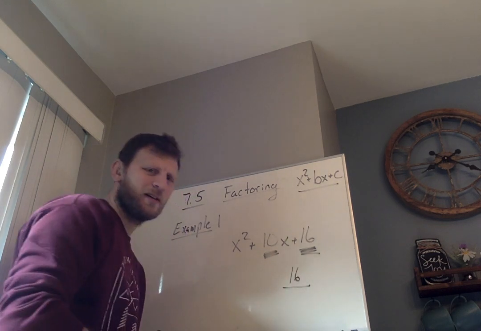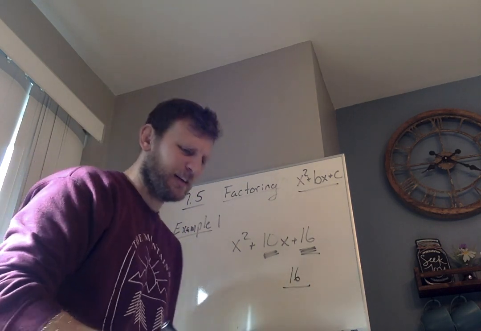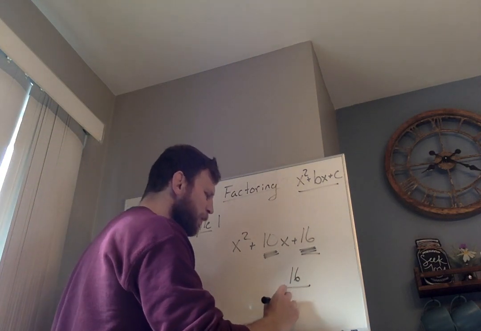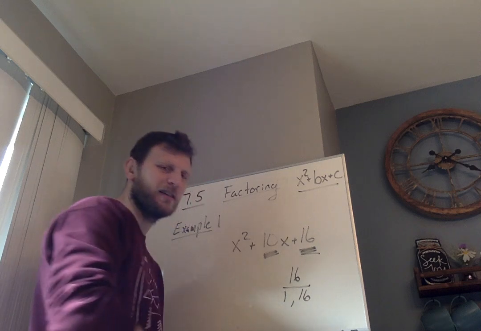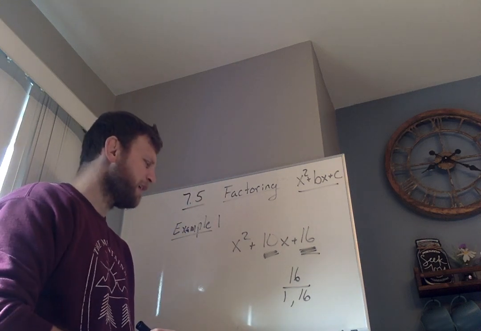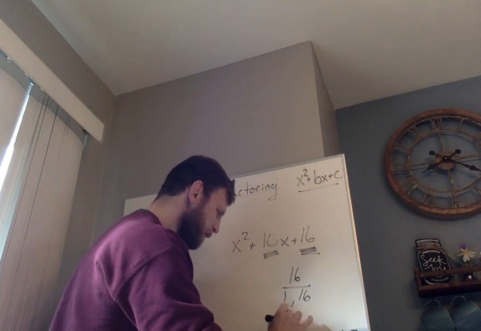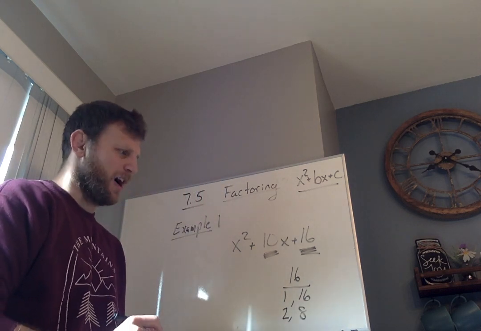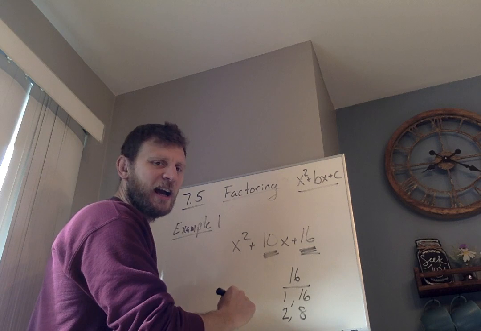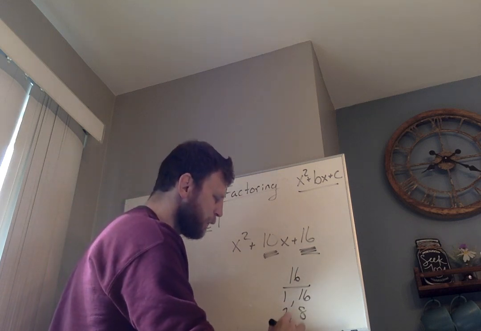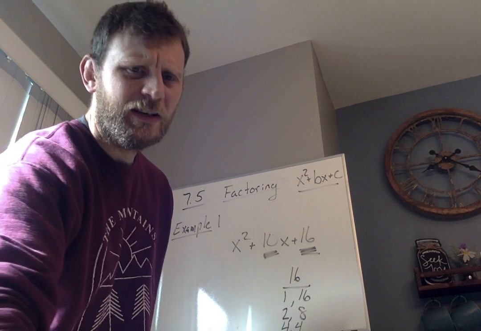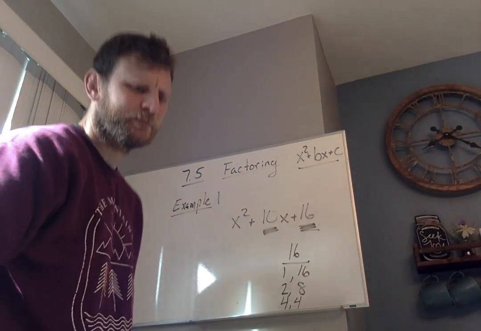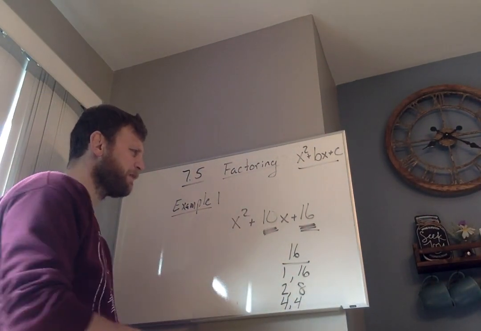Can you guys give me all the factors of 16? Melanie, what do you got? Very good. 1 and 16. That was nice and easy. Riley, what do you got? 2 and 8. Perfect. And Peter. What's the last one here? Yes, 4 and 4. So these are all the factors I got. Let me adjust that so you can see it a little better. So those are all my factors.